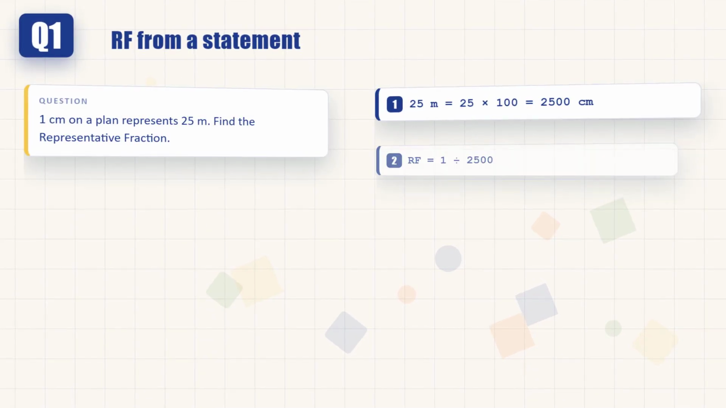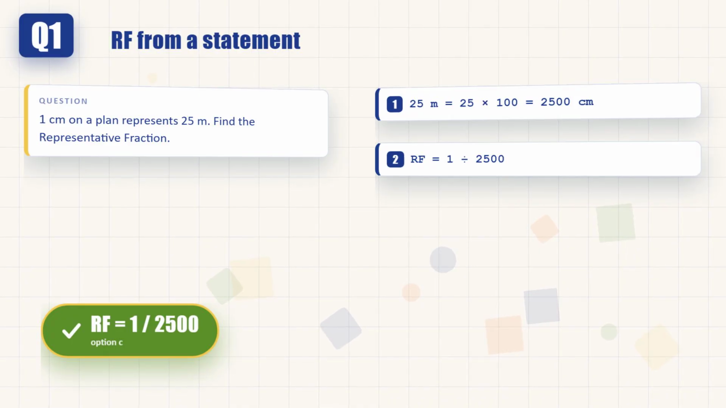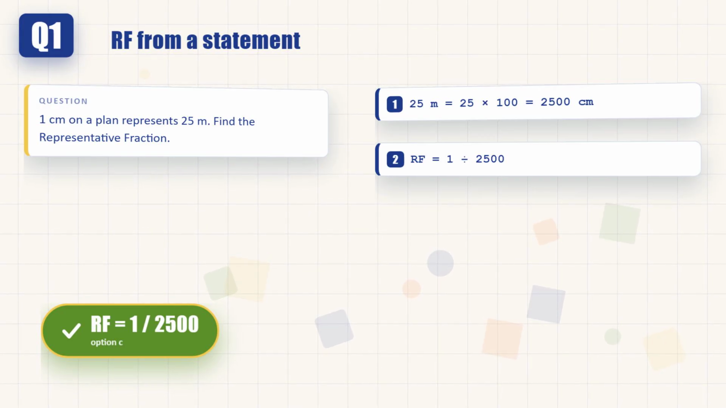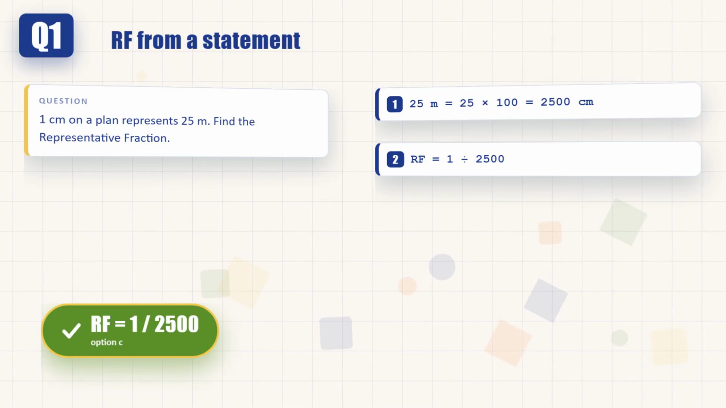Question 1. 1 centimeter represents 25 meters. Bring both to the same unit. 25 meters is 2500 centimeters. So the RF is 1 by 2500. Option C.